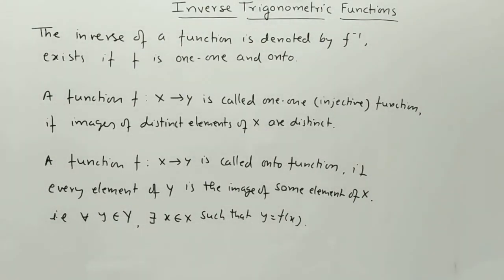As we know, trigonometric functions are not 1 1 and onto for all the domains and range. Therefore, we can restrict their domain and range so that the inverse of the trigonometric functions exists.